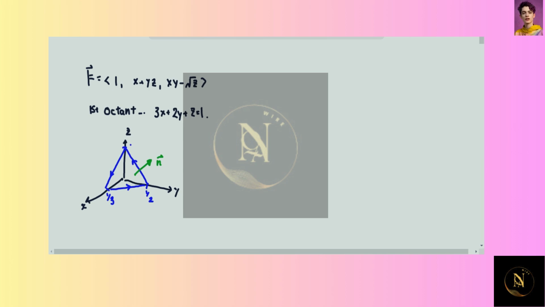Alright, so let's go ahead and solve this problem. We're given F, which is the vector 1, comma, x plus yz, comma, xy minus square root of z, and we have a path C, which is the intersection, or the boundary, in the first octant, of the plane 3x plus 2y plus z equals 1. I've already drawn it in 3D; the blue path is what we're looking at. That's the boundary of C.